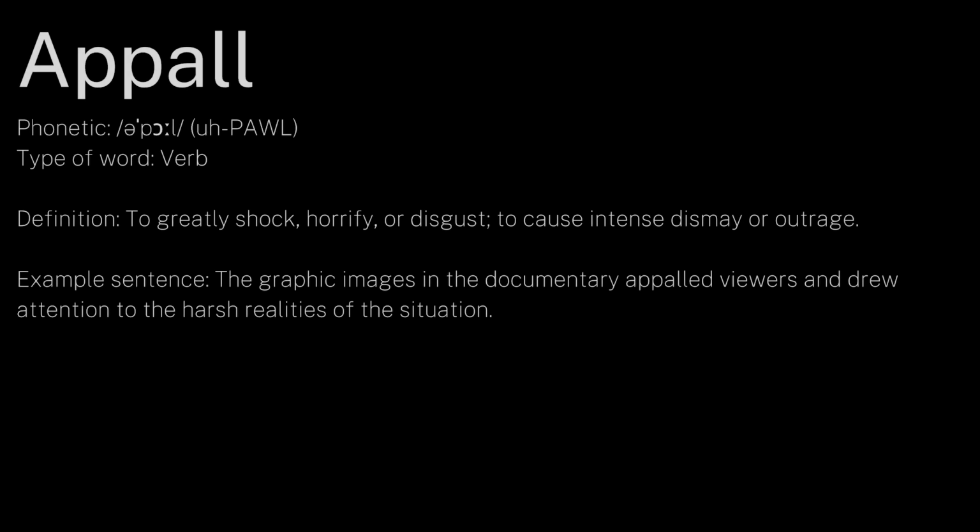Our 32nd word is appall, which is a verb that is defined as to greatly shock, horrify, or disgust, to cause intense dismay or outrage. For example, the graphic images in the documentary appalled viewers and drew attention to the harsh realities of the situation.